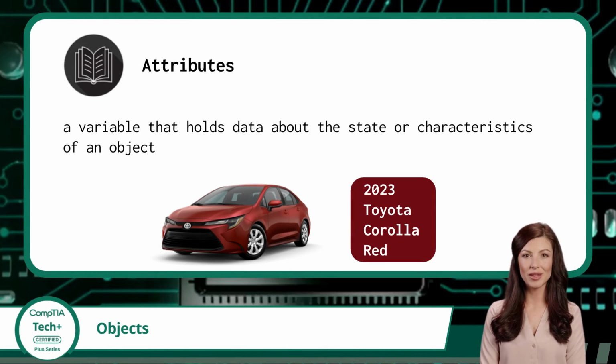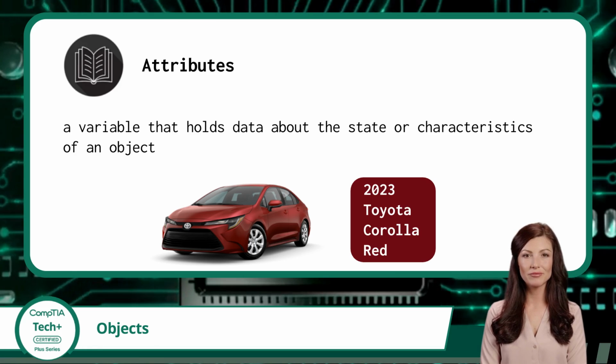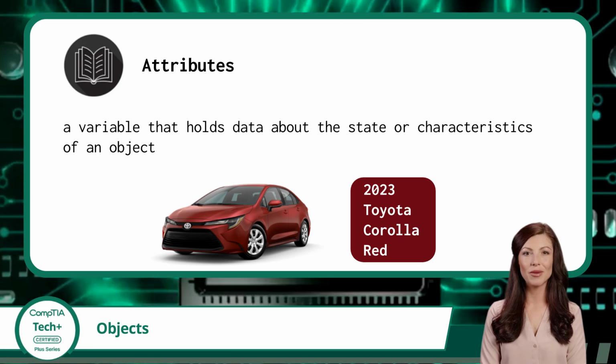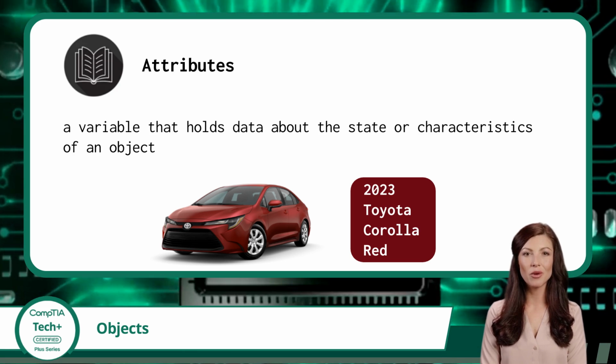These are called attributes. An attribute is a variable that holds data about the state or characteristics of an object. Attributes help define what the object is by storing its current information. For your 2023 Corolla, attributes might include the year, make, model, and color. These facts describe the car and give you a snapshot of its identity at any given moment.